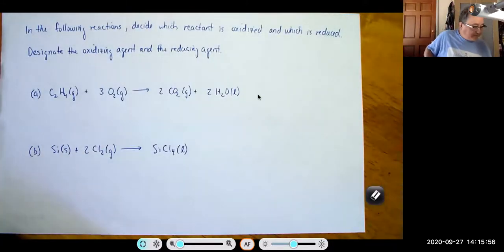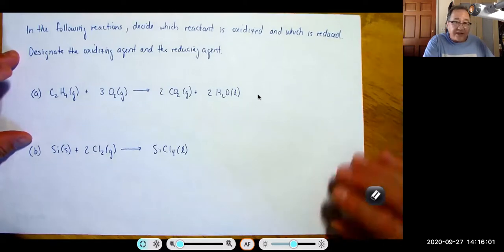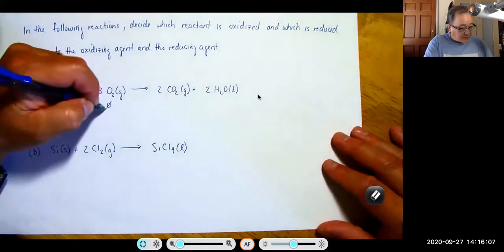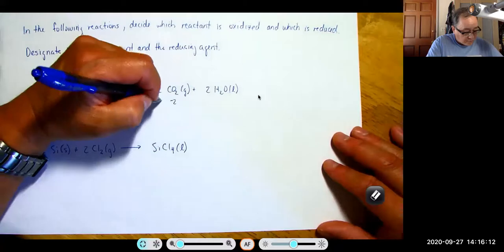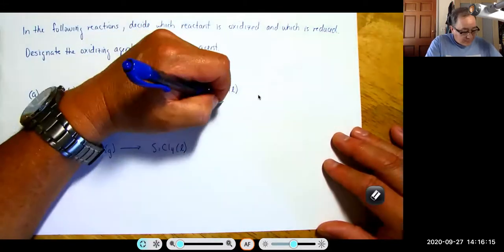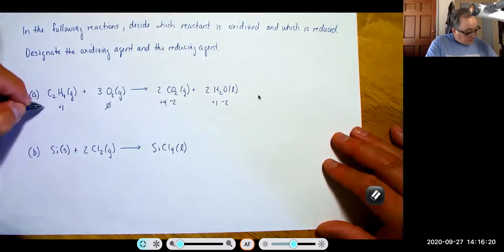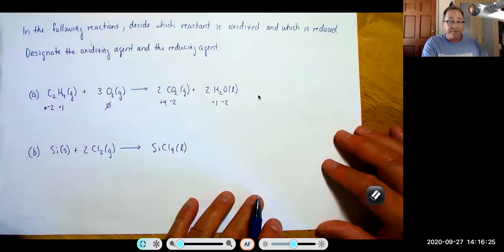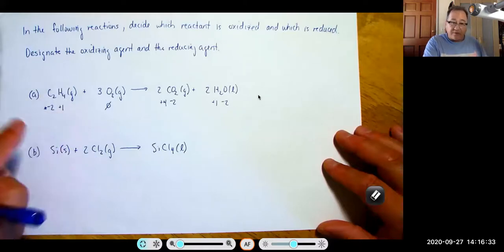In the following, decide which reactant is oxidized and which is reduced. Designate the oxidizing agent and reducing agent. So let's assign oxidation numbers. This is 0 because that's pure oxygen, -2 for each oxygen, +4 for the carbon, -2, +1, +1, and these must be -2 each. Because if that's a -2 for one of them, then it's -4 total. That's a +1 for each of them, that's a +4 total. -4 + 4 is 0.